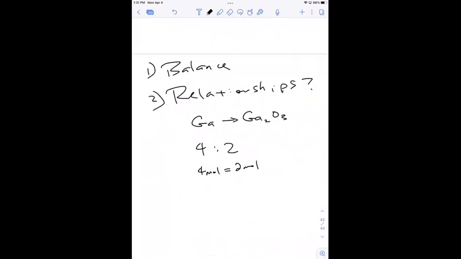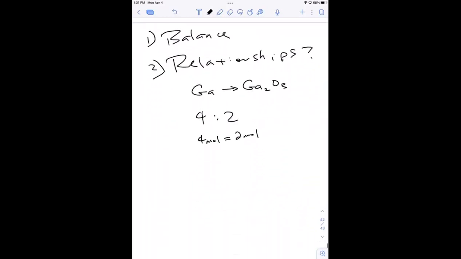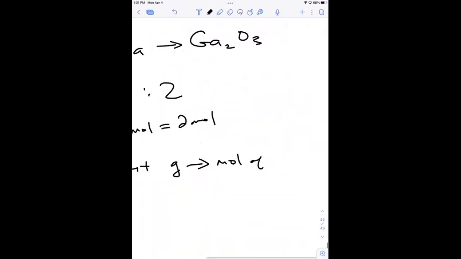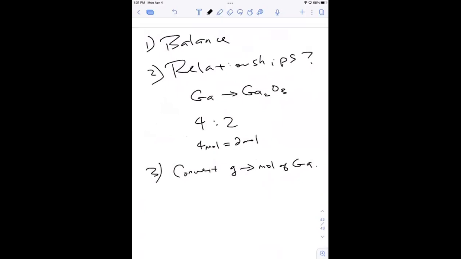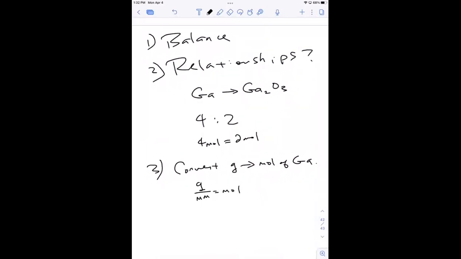Now, what we need to do next is do what? We need to take the gallium metal that we have and make it into moles. So convert grams to moles of gallium metal. What do we need for that? We have grams and we want moles. You multiply by molar mass. Well, you'll divide, right? Divide, yeah, my bad. We'll divide the grams that we're given by molar mass.